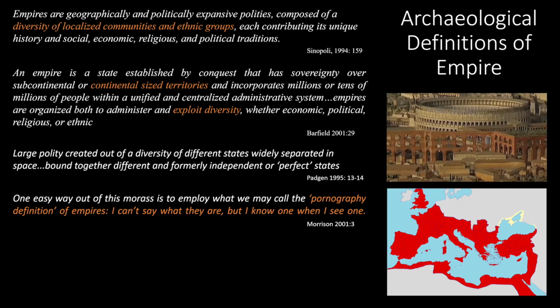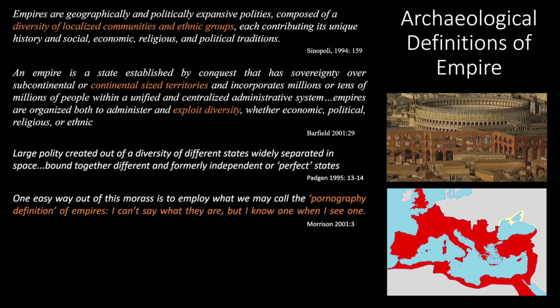The notion of an empire is a polity that conquers people of different ethnic or cultural affiliations. But a lot of this gets into, again, size and power. There's this notion that empires are the most powerful form of the state, drawing on neo-evolutionary theories of what that term means.